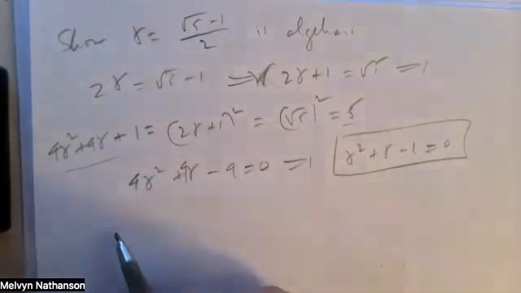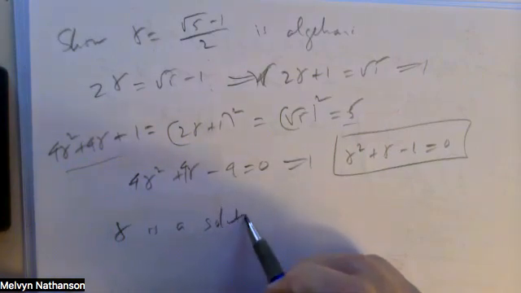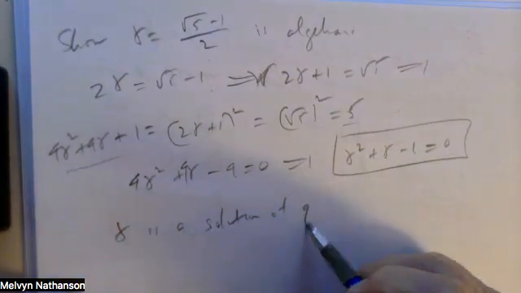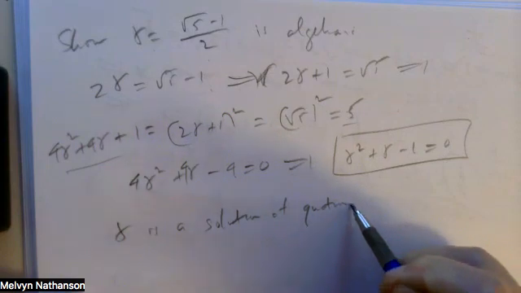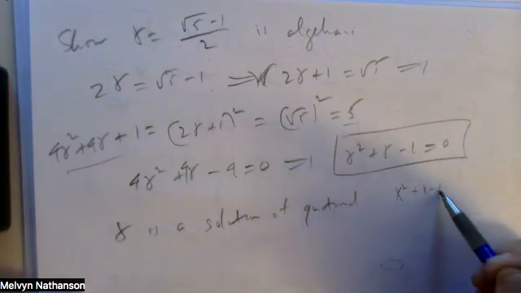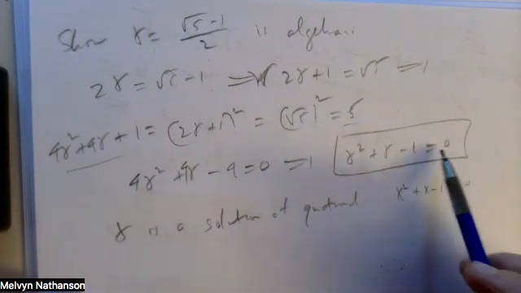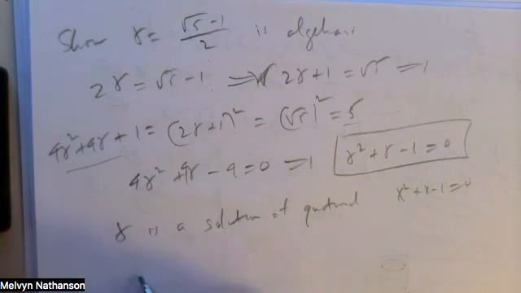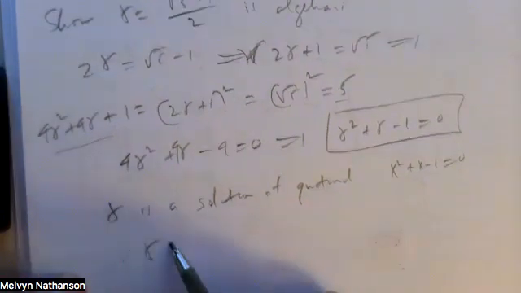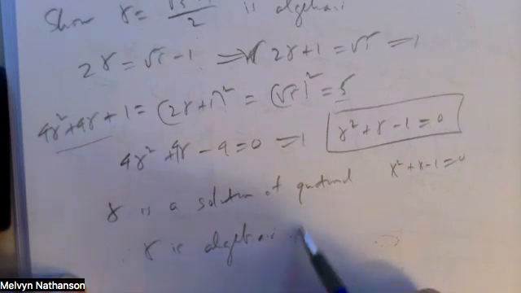What does this say? Gamma is a root, or a solution, of the quadratic equation, of the quadratic polynomial, x squared plus x minus 1 equals 0. Because this says if I let x equal gamma, I get 0. So therefore, gamma is algebraic.